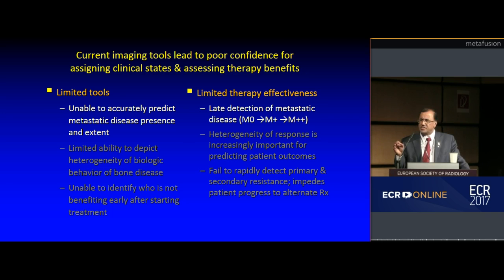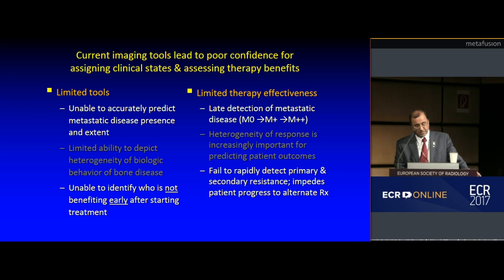Oftentimes when we say the patients have no metastatic disease, M0, patients do have metastatic disease and we don't know it. And when we think patients have oligometastatic disease, 1, 2, 3 metastases, in fact they have multiple metastases. And I'll show you an example in a second. The second thing is, as we talk about our patients, the current imaging modalities, particularly in the bones, don't allow us to spot non-benefit at an early enough time point for us to be able to change treatments in time.